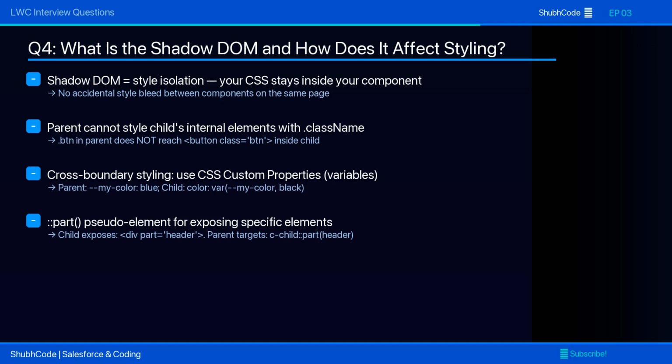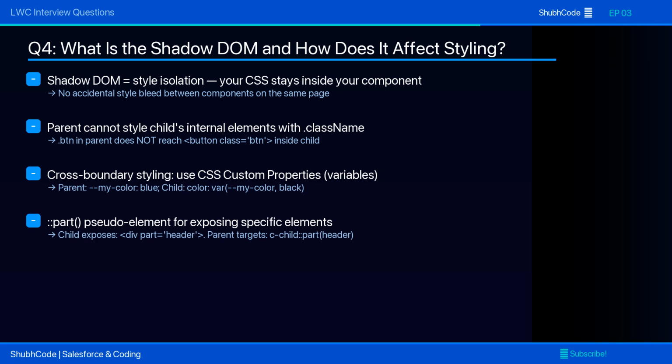The Shadow DOM question reveals whether a developer truly understands the architecture of LWC. LWC uses a synthetic Shadow DOM, a JavaScript-based implementation of the browser's native Shadow DOM specification. The Shadow DOM creates a boundary around each component. CSS defined inside a component does not leak out to the page. CSS from the page does not penetrate into the component. This is component style isolation. It's a huge benefit for building reusable components. Your component looks the same regardless of what page it's placed on.